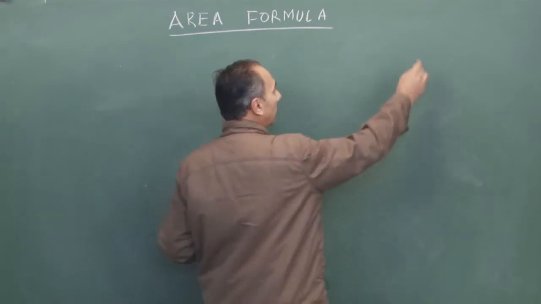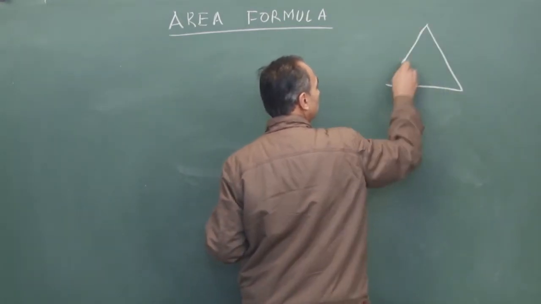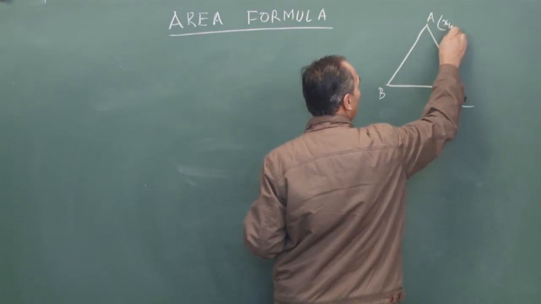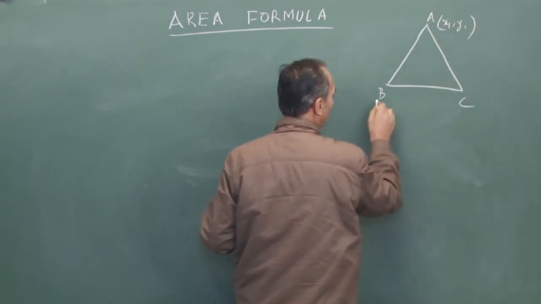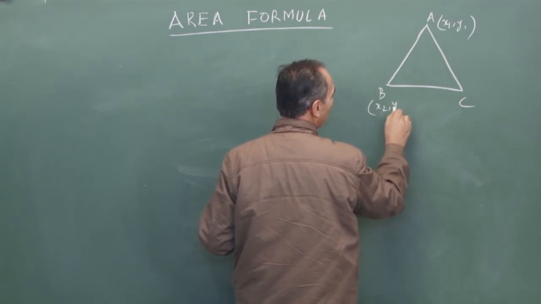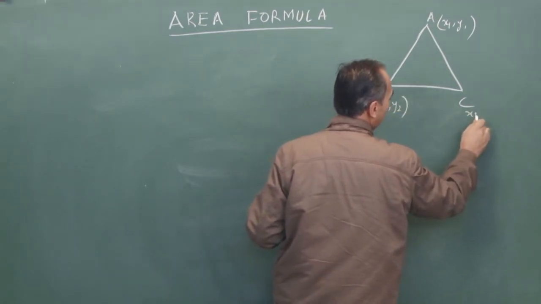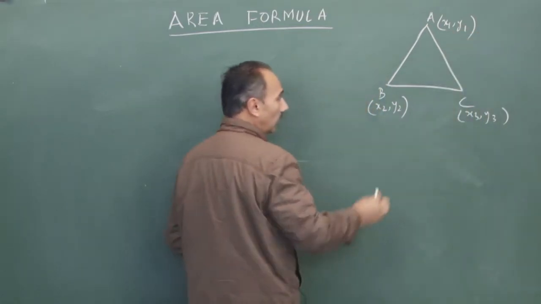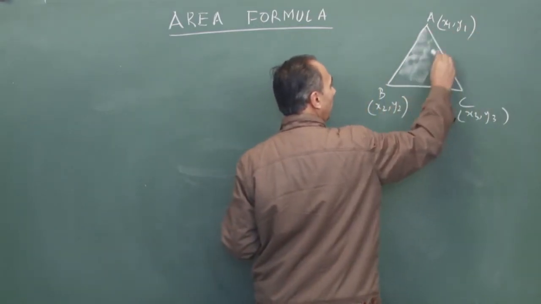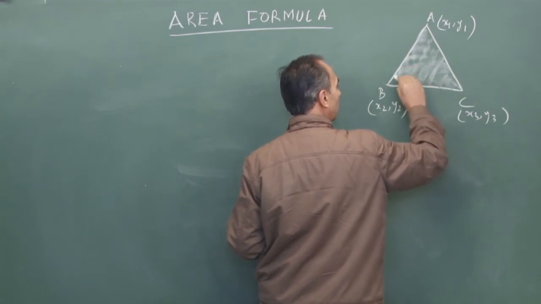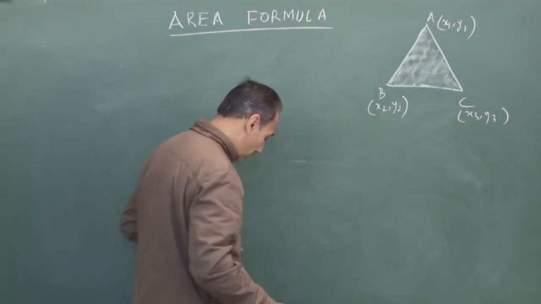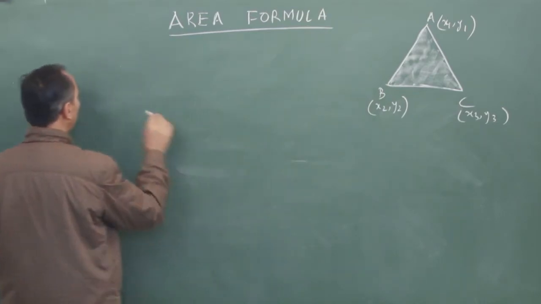Now let me take a triangle ABC, and the vertices will take coordinates of A as x1, y1, coordinates of B as x2, y2, coordinates of C as x3, y3. Now if we are concerned with finding the area of this triangle, area meaning the region, how much surface has been occupied by this triangle, the formula is like this. Let me write the formula.